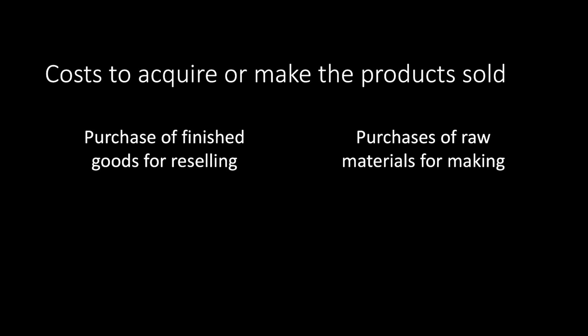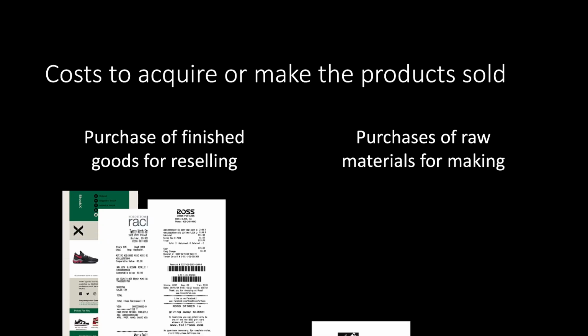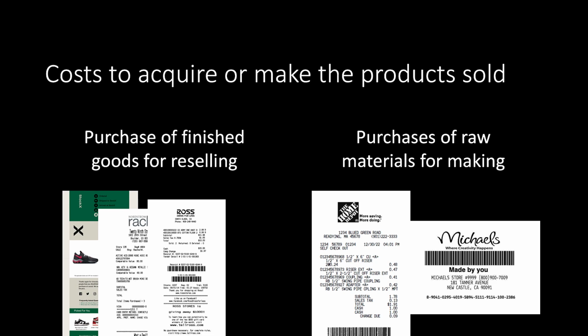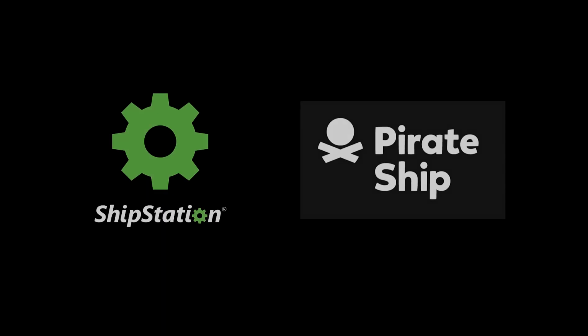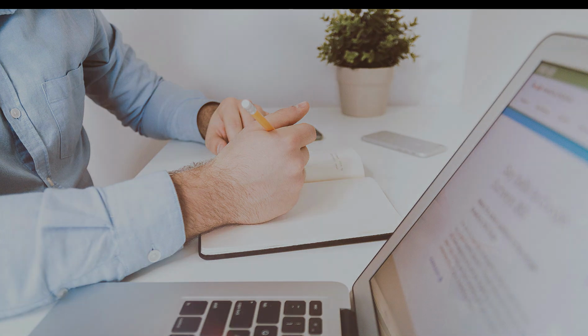The biggest tends to be what you paid to acquire or make the product or products that you sold. They also don't know what you've done with other vendors. For example, if you used a third-party shipping solution like Pirate Ship or ShipStation, your marketplace dashboard wouldn't necessarily include those shipping costs. They also don't know any other operating expenses like the costs associated with your home office, utilities, or any advertising expenses which occurred outside the platform.